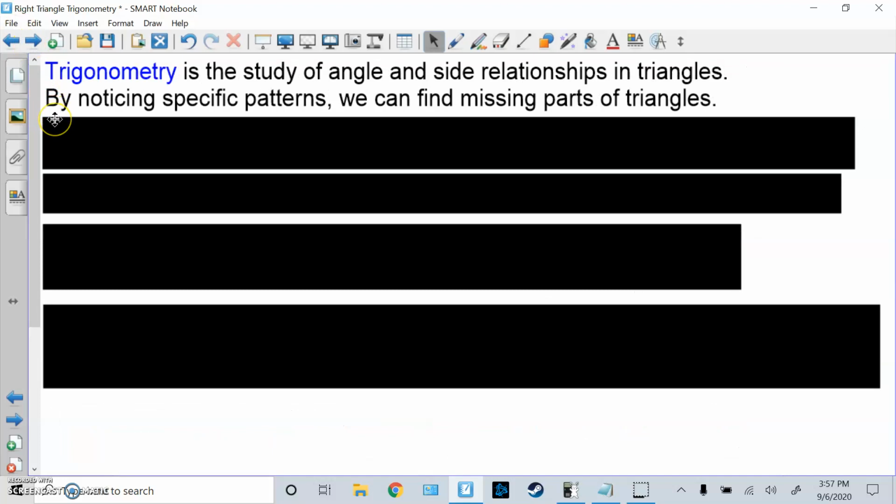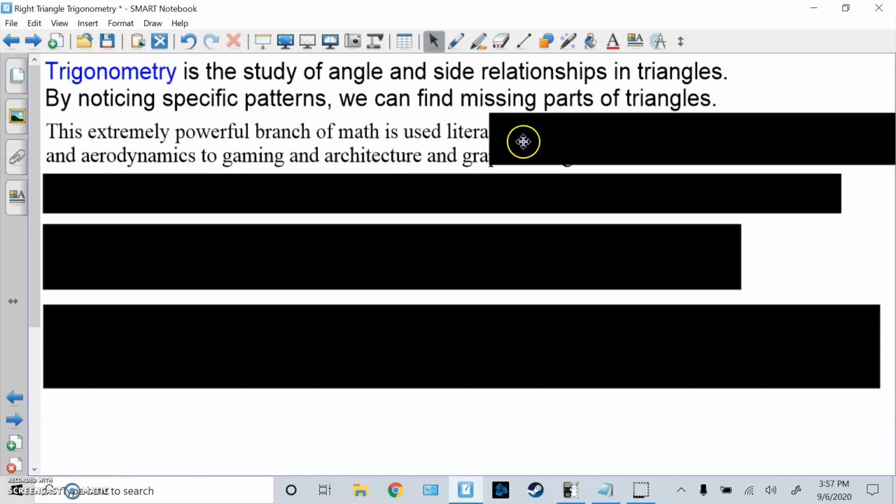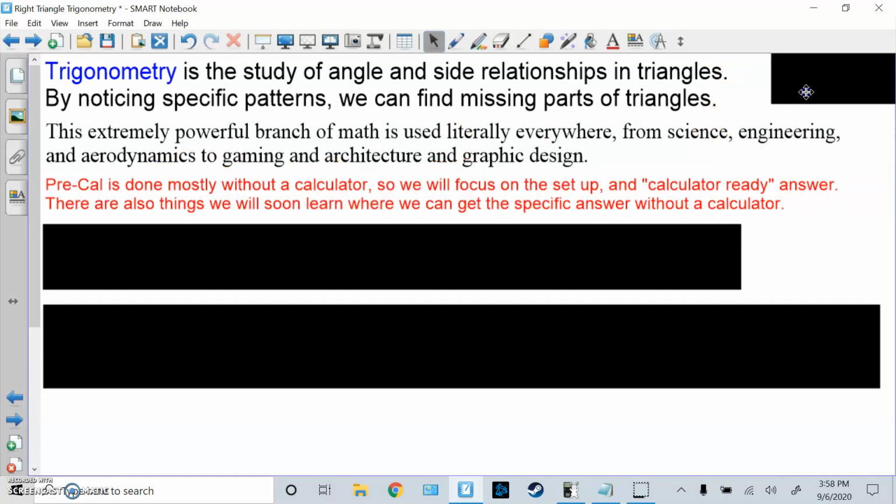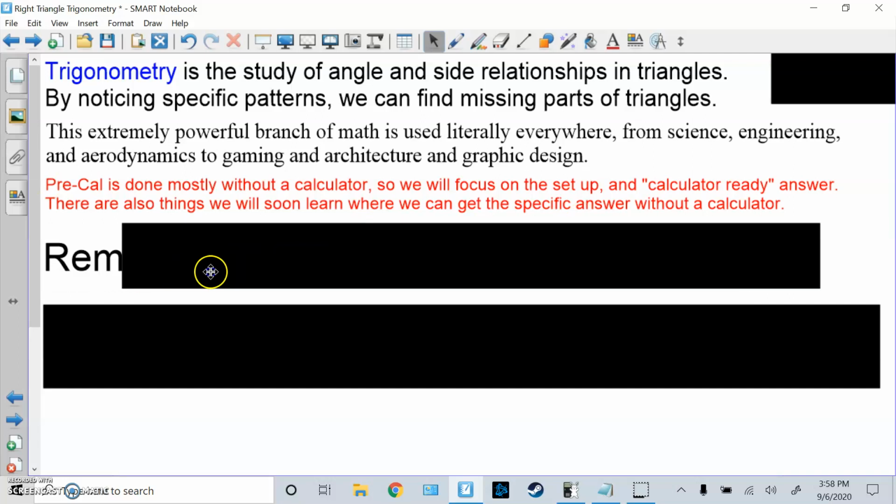Alright, so now we'll go to trig. Trig is the study of angle and side relationships in a triangle. By noticing specific patterns, we can find missing parts of triangles. This is extremely powerful. It's used literally everywhere: science, engineering, aerodynamics, gaming, architecture, graphic design. And also, because pre-cal is done mostly without a calculator, we'll focus on setup and calculator-ready answers. There are also many things we'll learn soon where we can get the specific answer without a calculator.